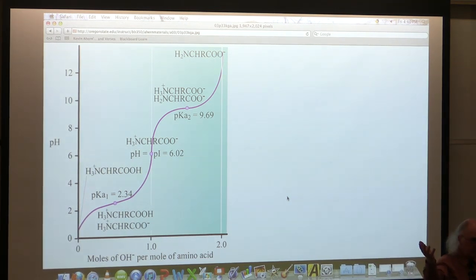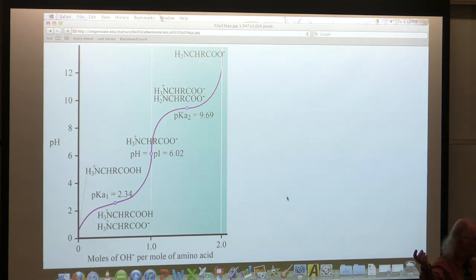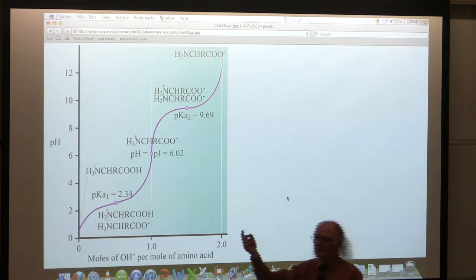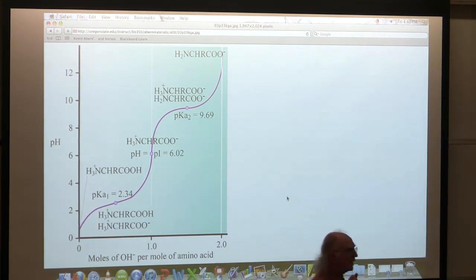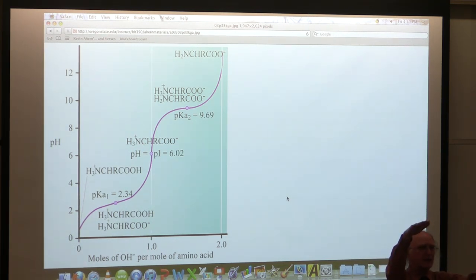Simple is good, right? Well, we learned a rule about pKa last time. What was the rule about buffering in pKa? What did we decide? What was the buffering range? Plus or minus 1. So the buffering range went from 1 pH unit below to 1 pH unit above the pKa. And if the pH was in that range, we had buffering.